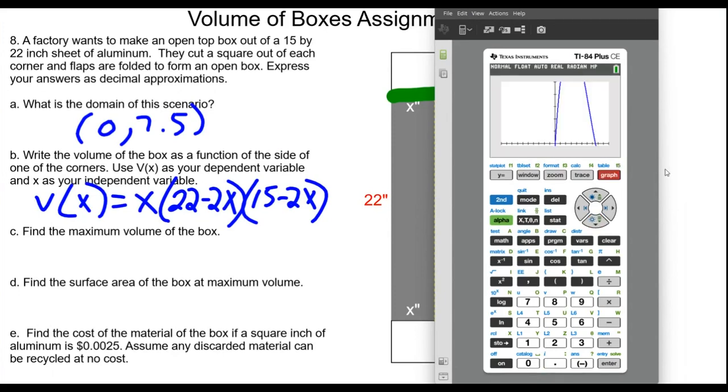That's not bad, but we need to go higher. So instead of 250, I'm going to go to 350. Again, not bad, but I need to go a little higher. Let's make it 500. Okay, that's high enough. We need the coordinates of the peak. So the keys that we hit are second, calculate, option 4.